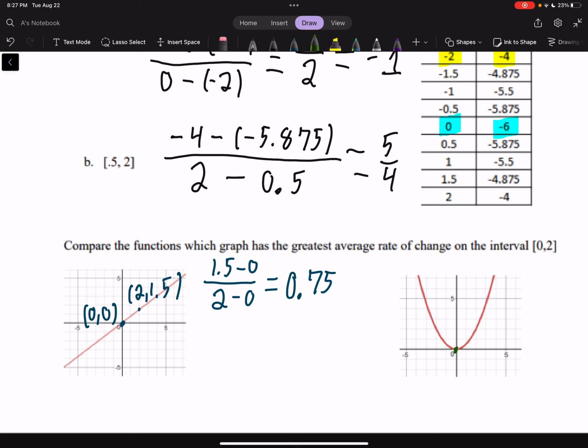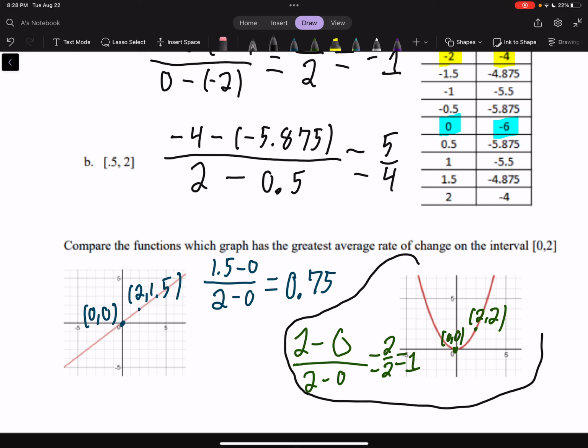Look at the one on the right. We have again 0, 0 and 2, 2. So 2 minus 0 over 2 minus 0, which is 2 over 2, which is +1. The quadratic, the graph on the right, has the greatest rate of change.